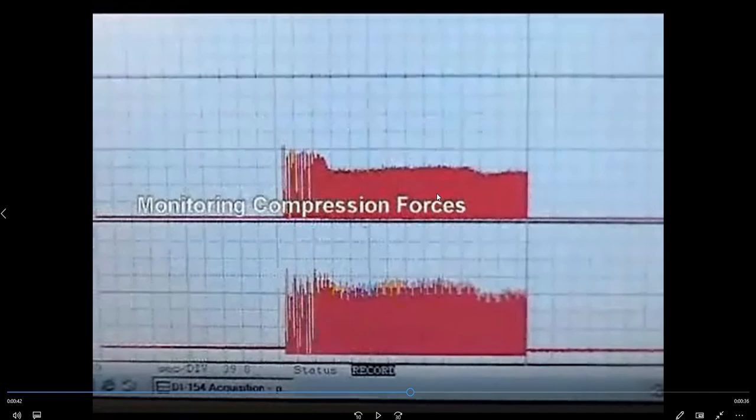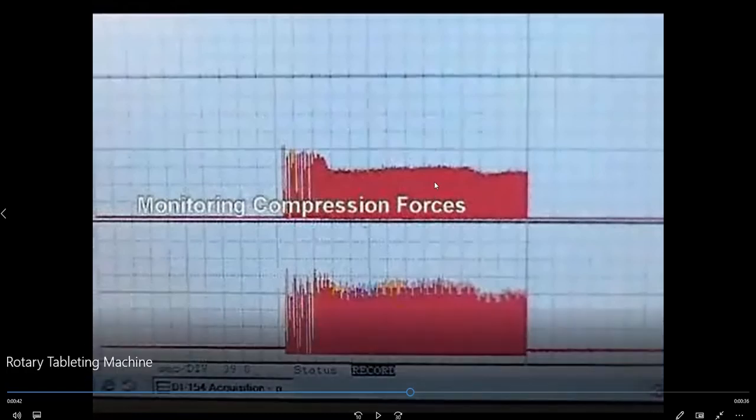The higher the compression force you get, it means that there is more powder inside. The lower compression force means there is less powder inside the die cavity.